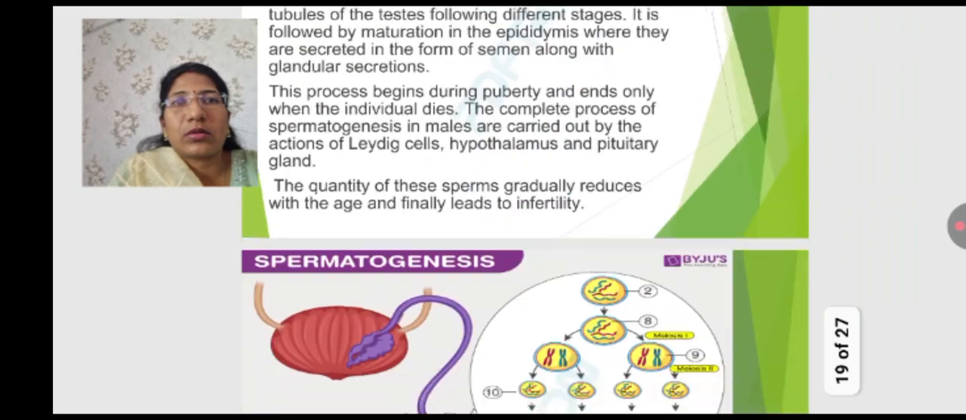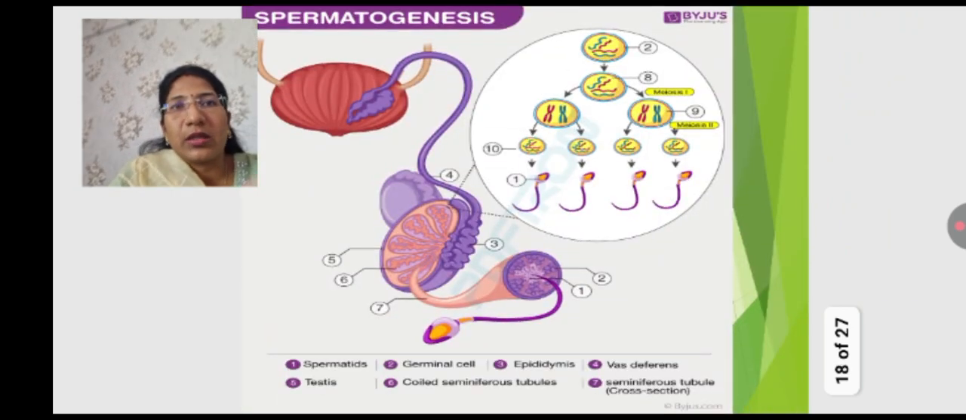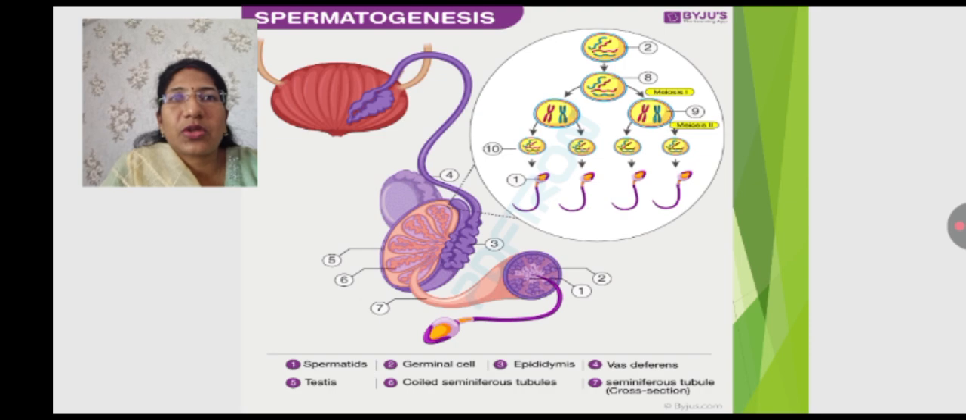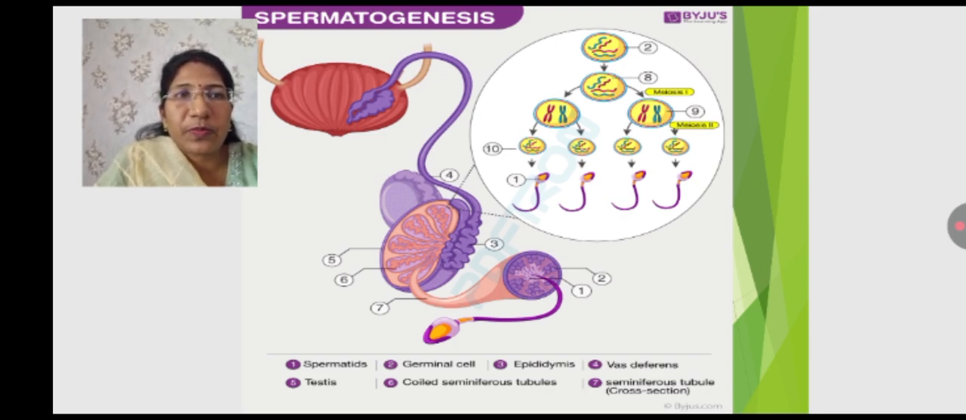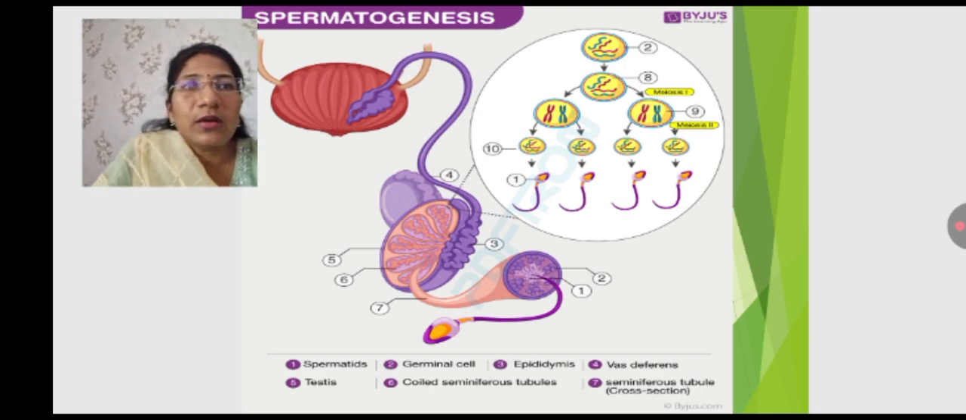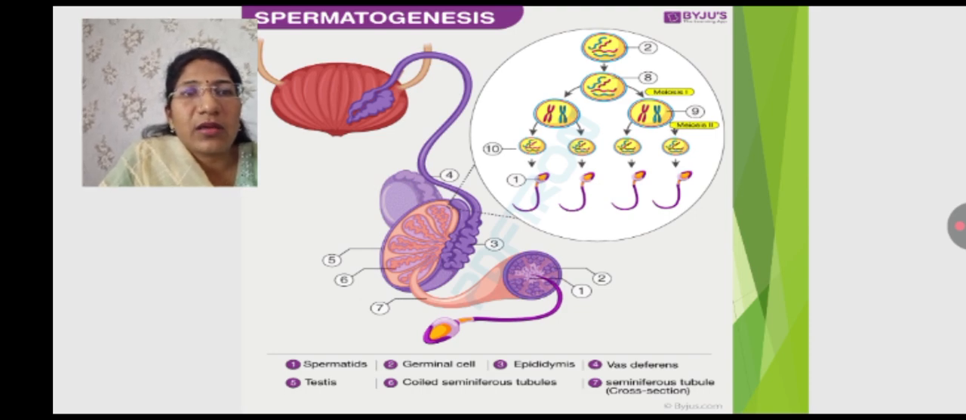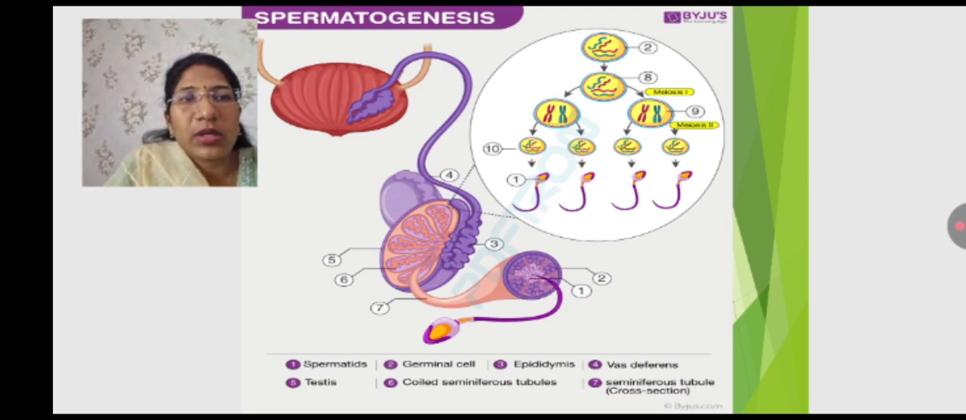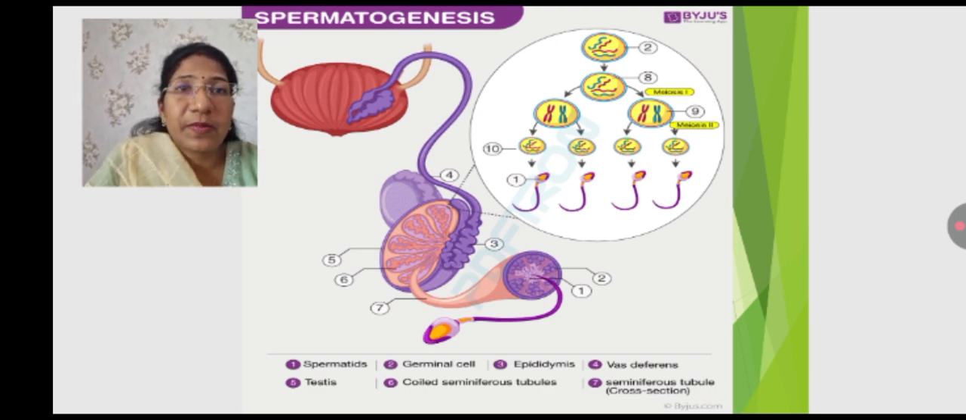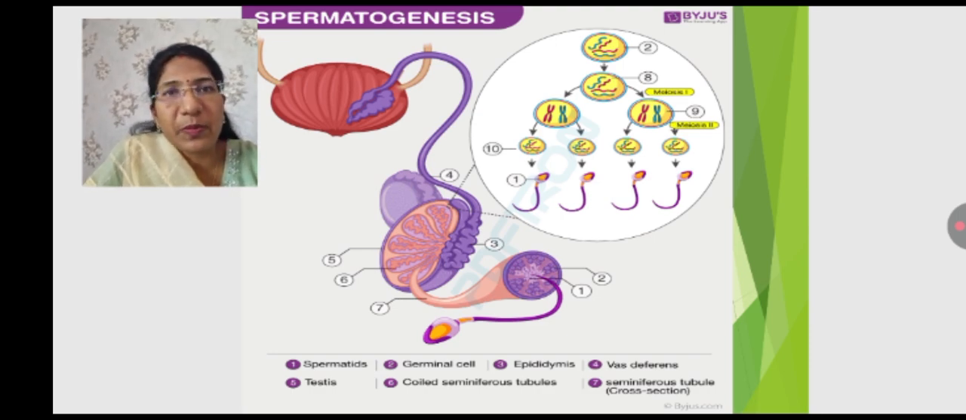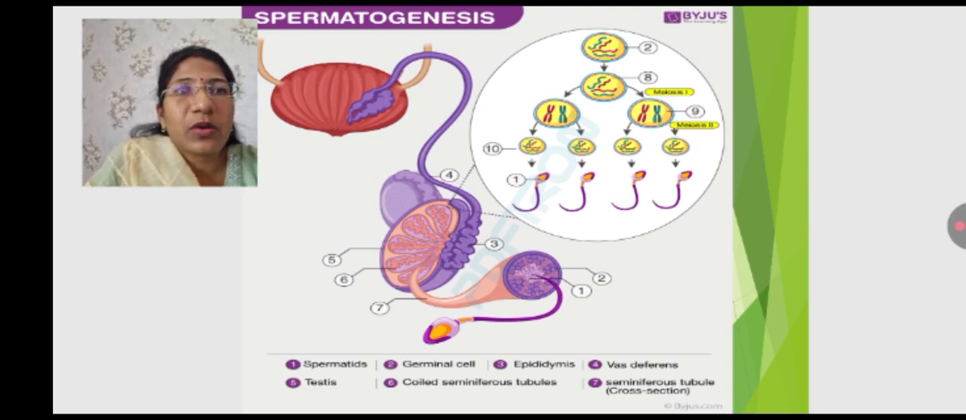Okay, see this diagrammatic representation of how sperm is produced. The diagram has numbers on specific organs at the time of spermatogenesis. The first is the spermatid. The second, above it, is a germinal cell. Then below that, the third.